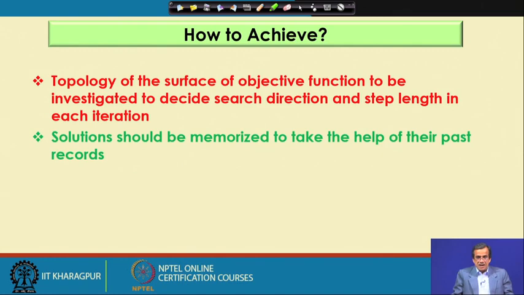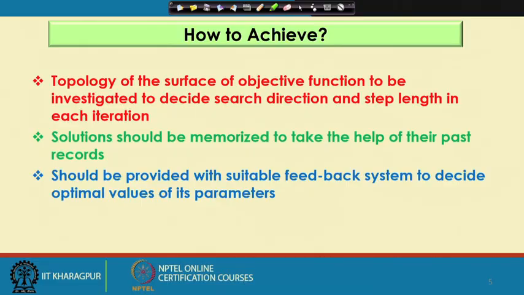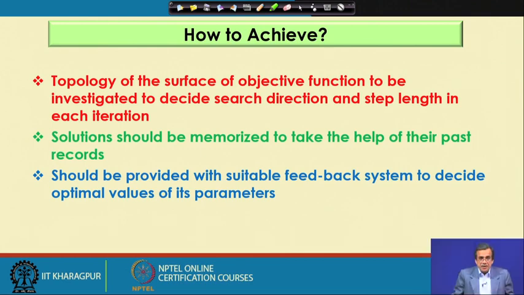This is one area where we will have to work more extensively, like how to memorize this solution by using less space. This is one of the research areas in this particular field. Now, we should be able to provide the feedback system in this optimization tool, so that it can decide its parameters in a very adaptive way as the situation demands.